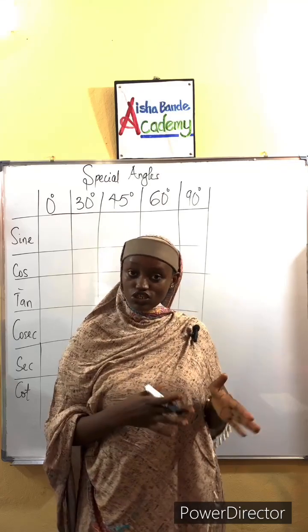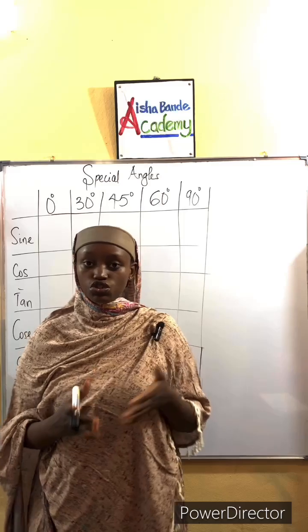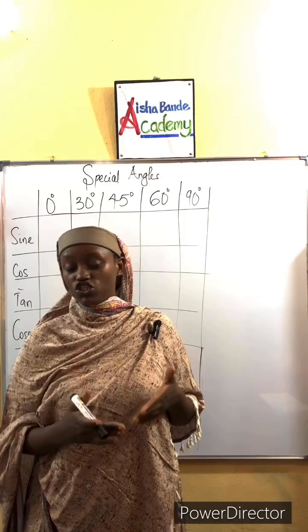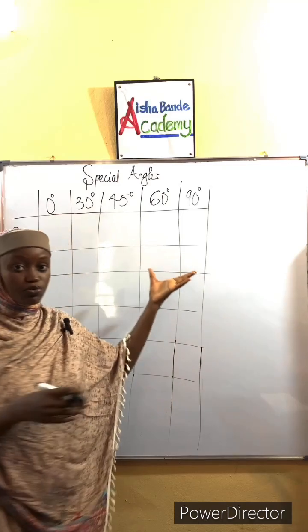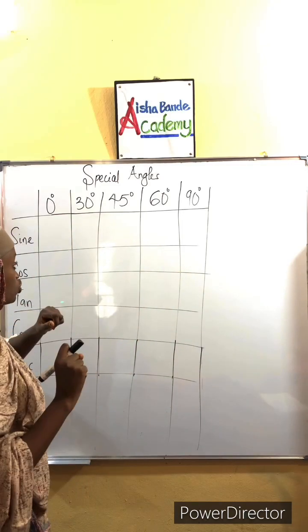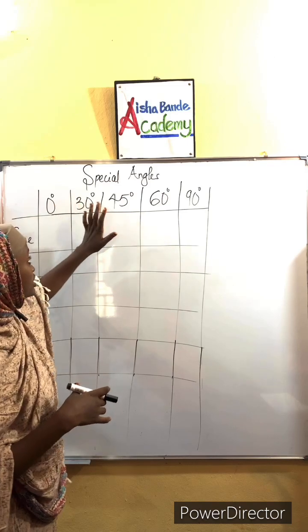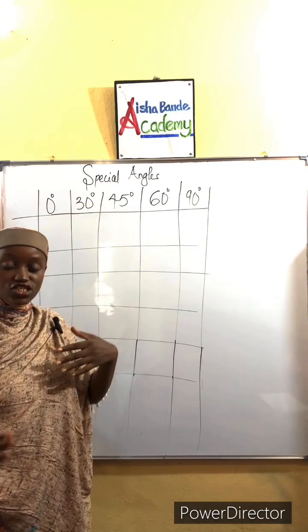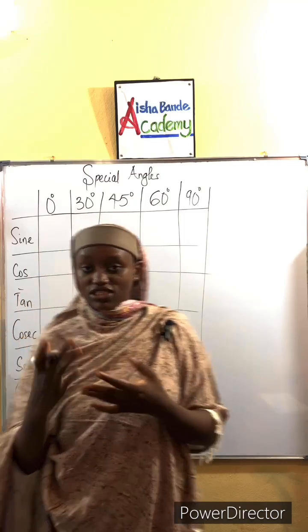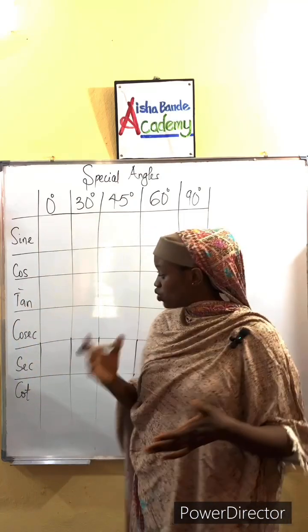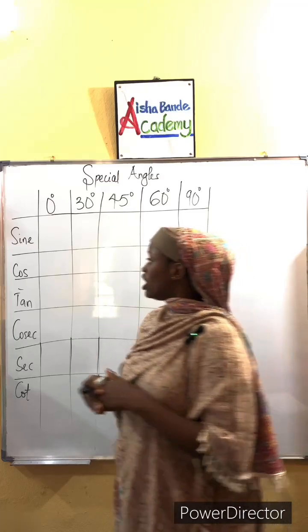So, our class continues on trigonometry. Today, we shall look at special angles. I want to show us how to get our special angles without the use of a calculator. So, we have a table here. The special angles we'll be looking at are angles 0, 30, 45, 60, and 90. So, we'll be looking for the sine, the tan, the cos, the cosec, the cot, and also the sec of these special angles. So let's begin.